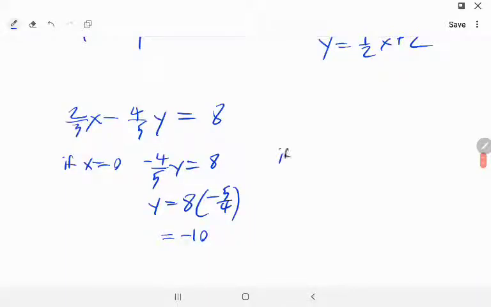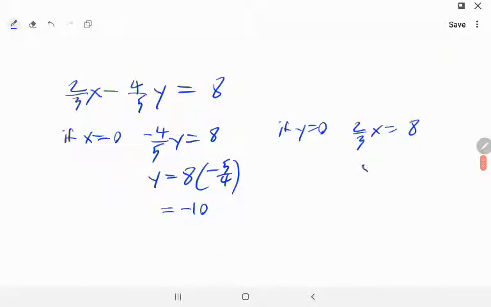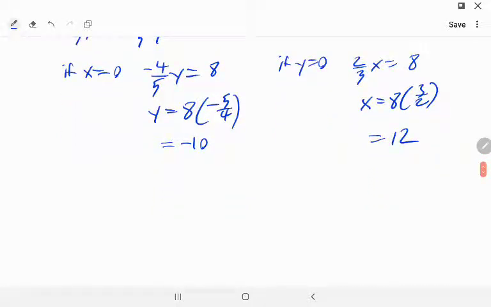If y equals 0, we get 2/3 x equals 8, so x equals 8 times 3/2, multiply both sides by 3/2, so x is 12, so we end up getting 0, negative 10, and 12, 0.